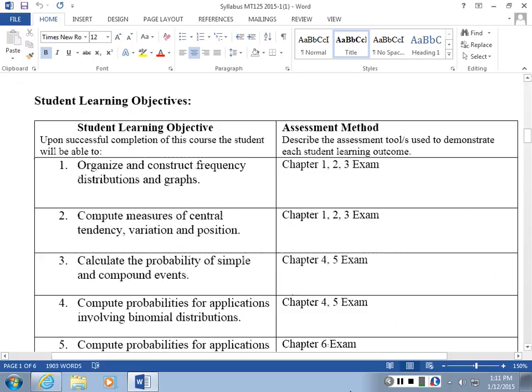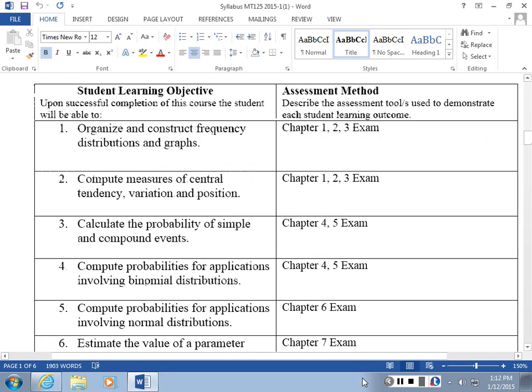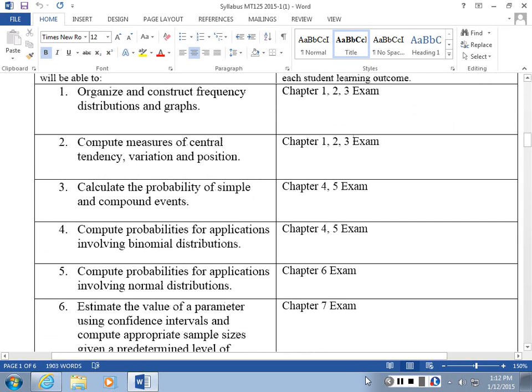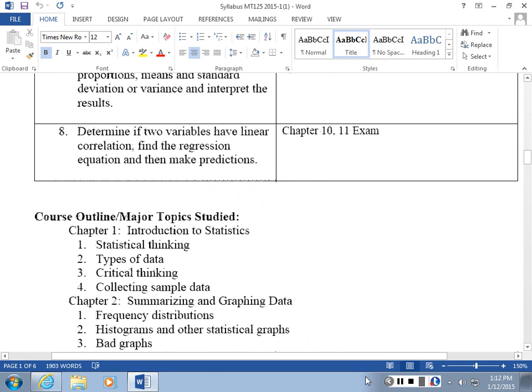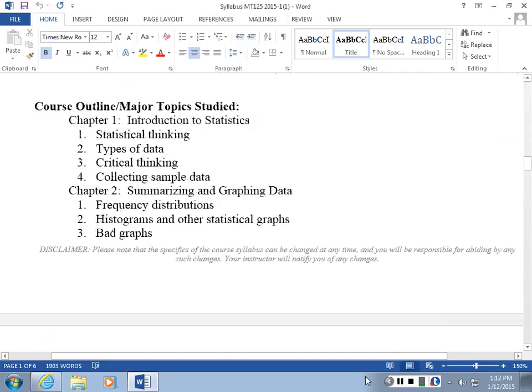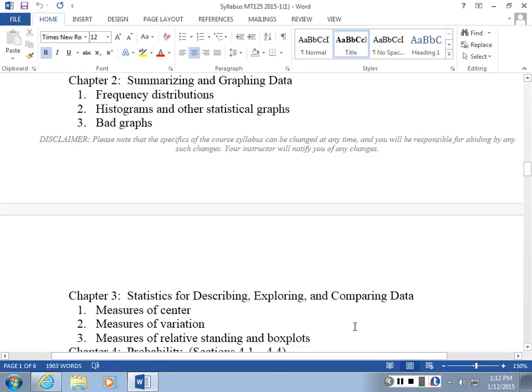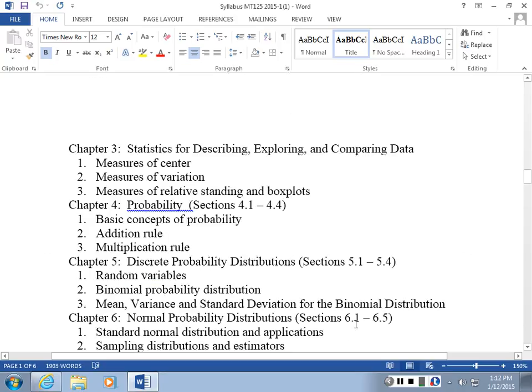Student learning objectives, I've got those connected to where I'll be assessing those. So I'm looking at the different tests to assess that you have mastered those SLOs. Course outline, we're going to start with Chapter 1, which is just kind of an introduction to statistics. Then we'll go to Chapter 2, which is summarizing and graphing the data, and Chapter 3, which is statistics for describing, exploring, and comparing data, and then we'll take a test covering Chapters 1, 2, and 3 together.